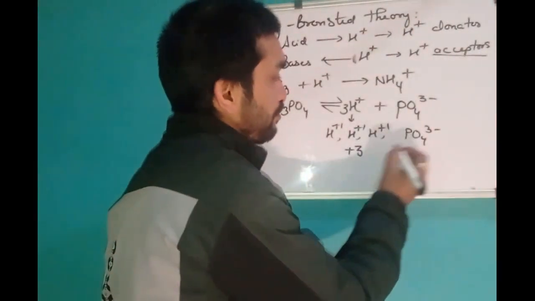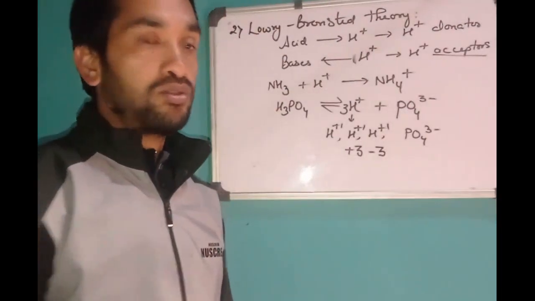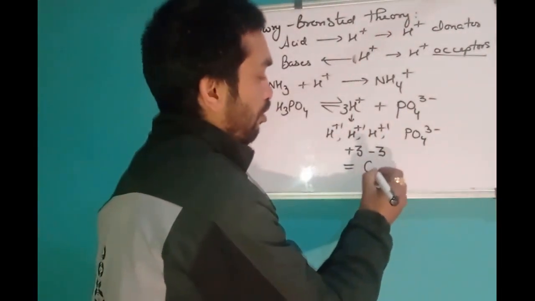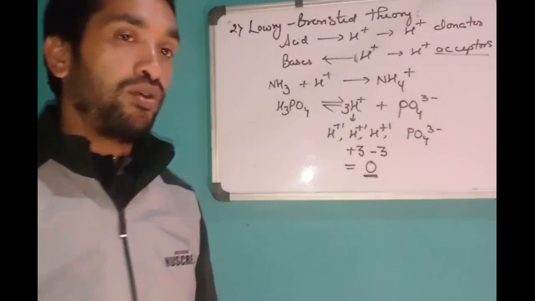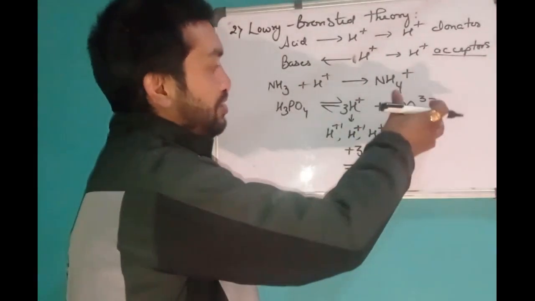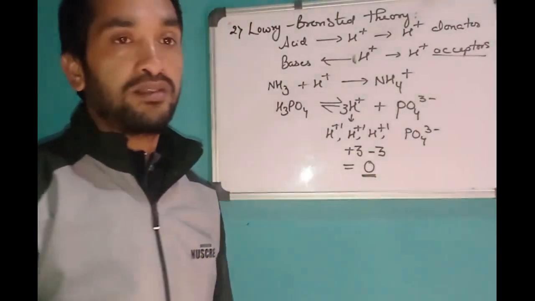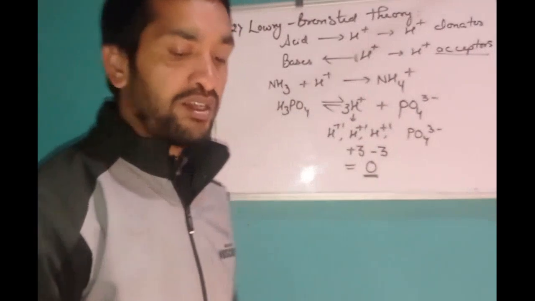And next one is PO4 having charge minus 3. So now see whether it is giving you neutral or not. Is it getting neutral or not? It is getting neutral, 0. It means that the ions that we have made on the RHS side, that we have given on the RHS side, are correct. Okay, let us take another example.